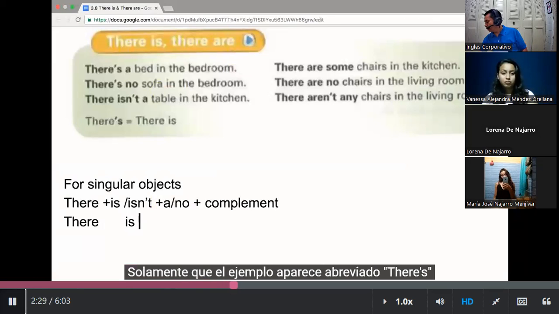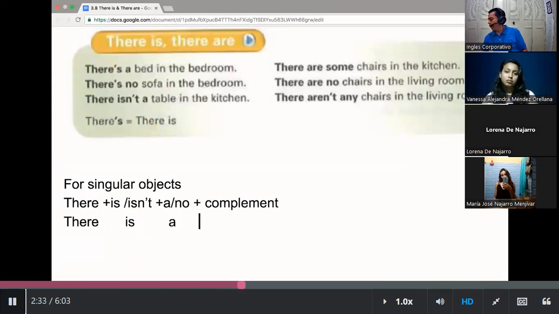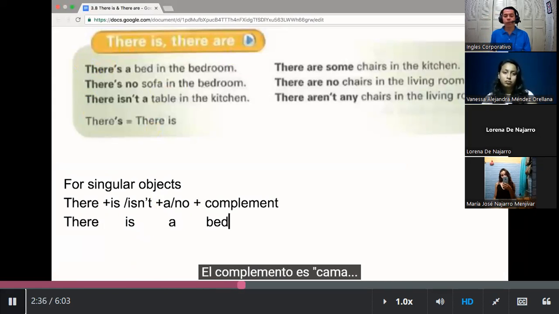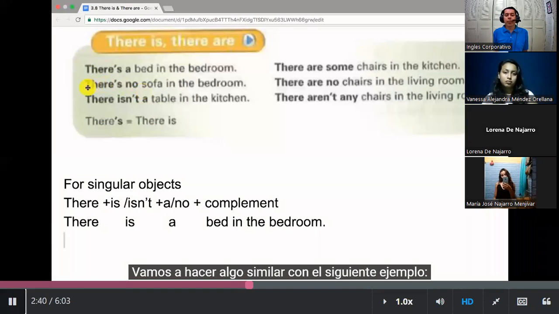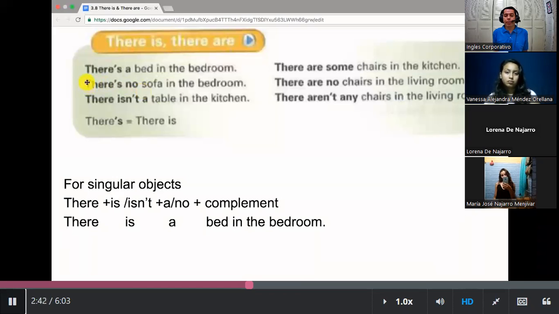On the example, is is contracted, as you can see: there's. We will use the article a. The complement is bed, in the bedroom. We're going to do something similar with the next example. There's no sofa in the bedroom.